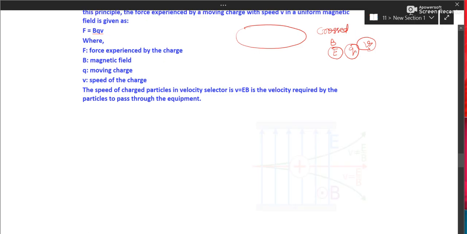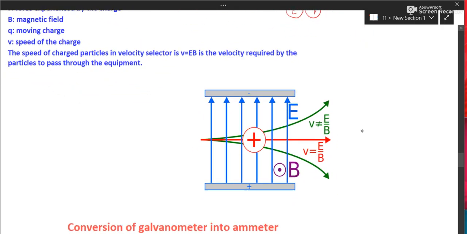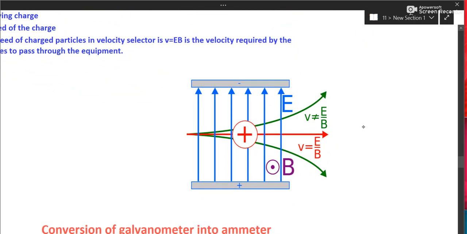Let us see. This is the velocity selector's diagram. Both the fields are there. If you observe, these are two plates. This one has negative charge, and this one has positive charge, so an electric field is there. Charges are coming. If the charge is positive, it will be attracted toward this plate, and if negative, toward that one. So electrostatic force will be exerted and experienced by the charge.